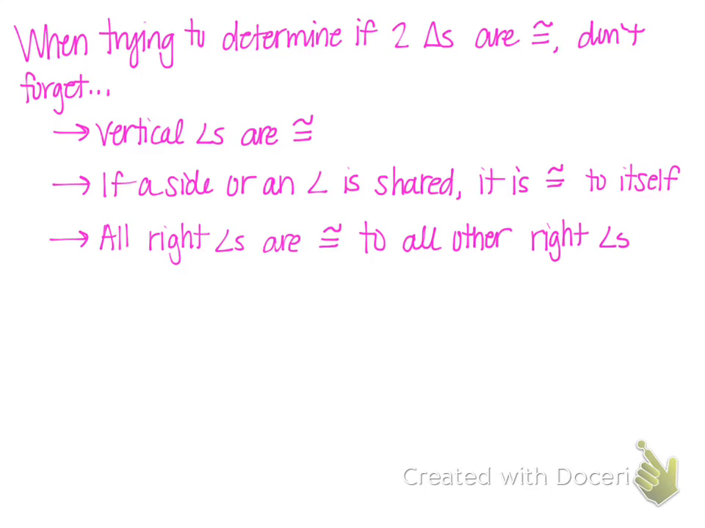And also remember that all right angles are congruent to all other right angles. If an angle is 90, it's 90, it's 90. And that means that they are congruent. So let's get into our last example.